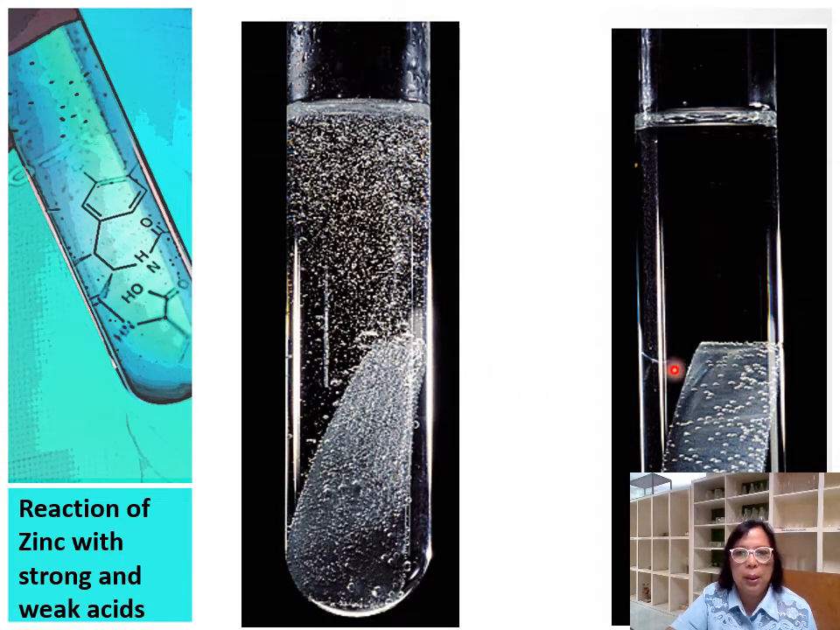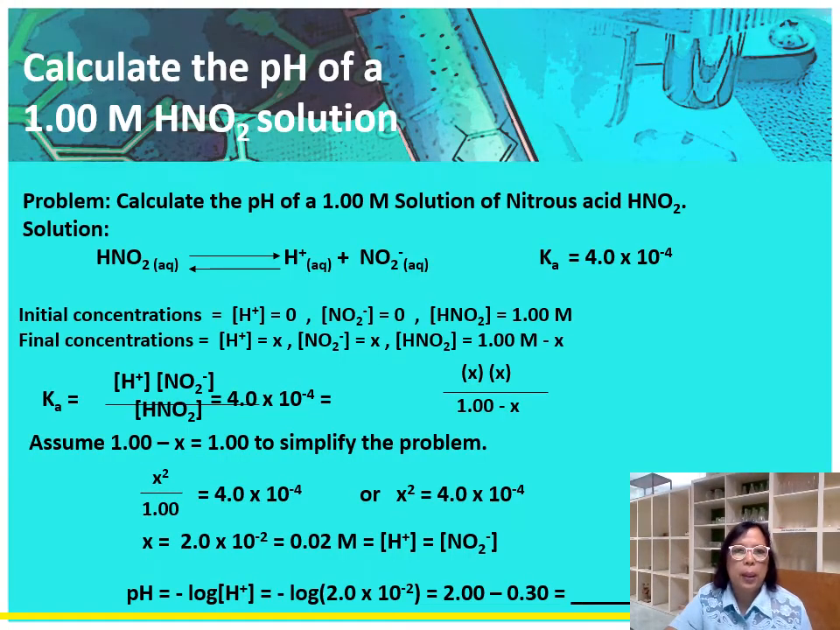So these are the same aluminum and zinc metals, but this is in a strong acid, and you can see the effervescence that was formed is massive. This is within a weak acid, so you can see just a few effervescence released by the zinc metal. So you could calculate those things, the strength, by using your ever favorite K.